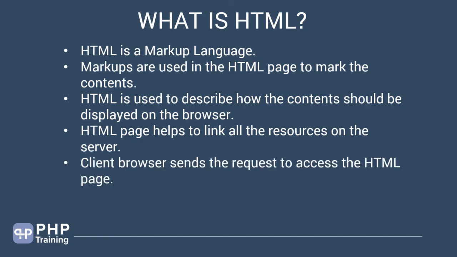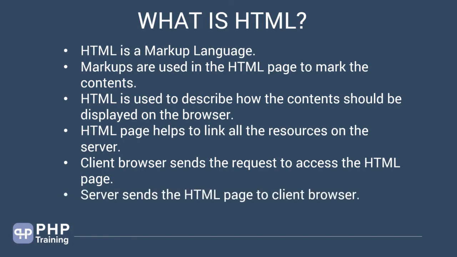And how does all this happen? The client browser sends a request to access that HTML page. Remember, the HTML page is sitting at the server, and someone has to initiate that request. So the client browser sends the request to access the HTML page. Then the server sends that HTML page to the client browser. Then the client browser understands the markup and displays the content on the web browser. That's how the whole HTML scenario works, and that's how all the resources on the server are accessed by the client using this client-server technology.